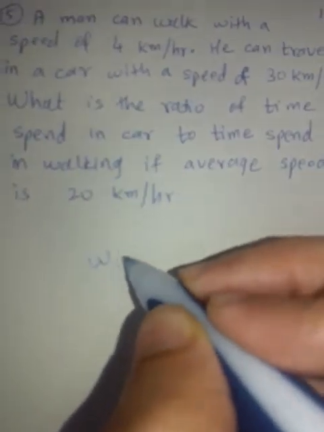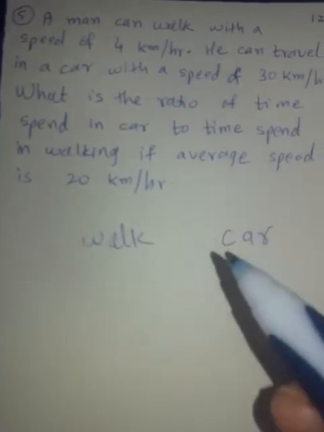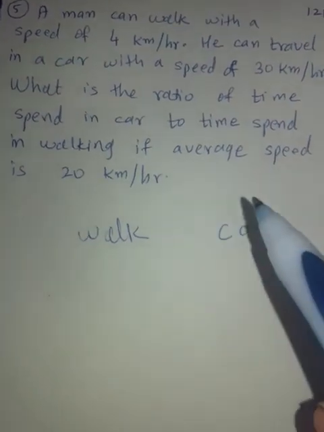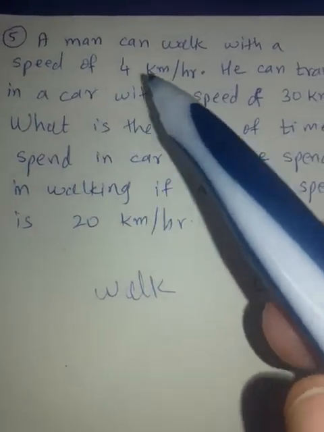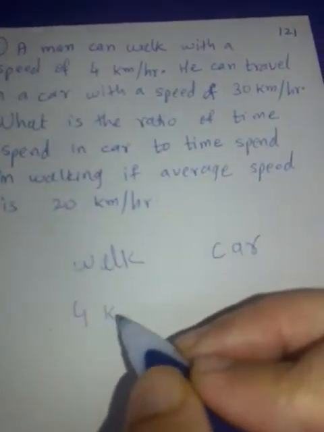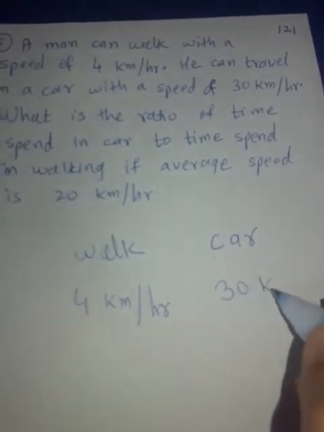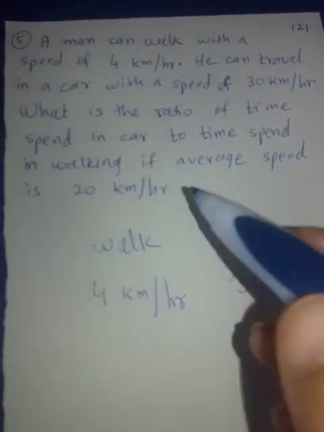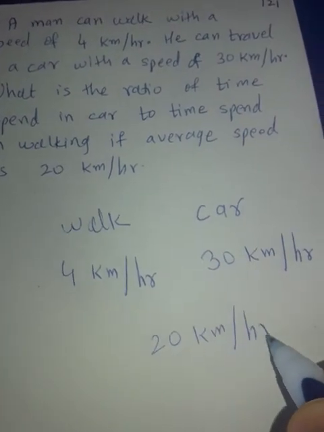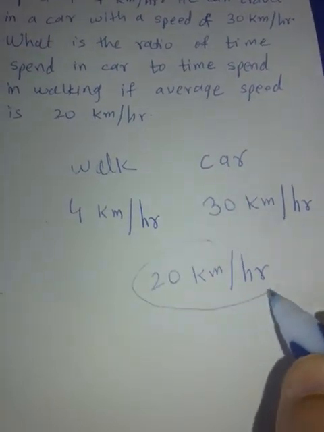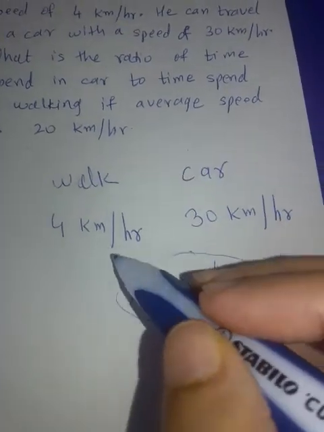So walk and car, these are two objects. As I said, object 1 and object 2, they can be anything. Here the objects are walk and car. For walking, what is the speed? 4 km per hour. For car, it is 30 km per hour and average is 20 km per hour. Everything is given to us. Kilometer per hour everywhere, so we are fine.